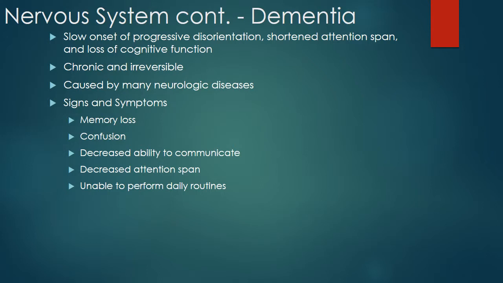Dementia can be seen in some elderly patients. It's when the brain is stripped of its ability to function. For instance, it shortens the attention span, causes loss of cognitive functions, and can decrease their ability to communicate. Right now, at this moment, dementia is incurable. There is no treatment yet, and it is caused by many neurological diseases. Some signs and symptoms are memory loss, confusion, decreased ability to communicate, as we said earlier, decreased attention span, and being unable to perform daily routines.